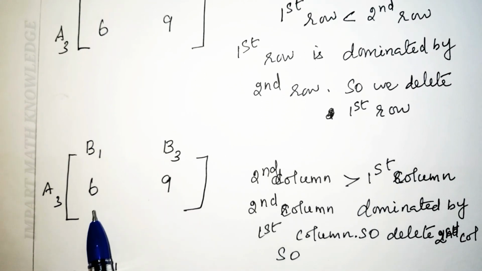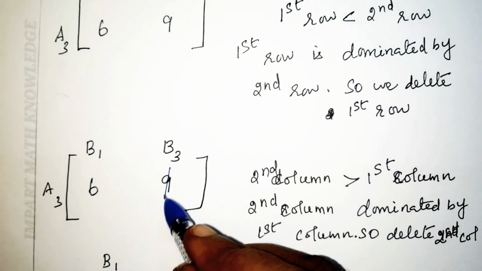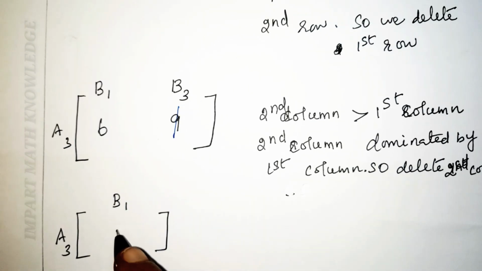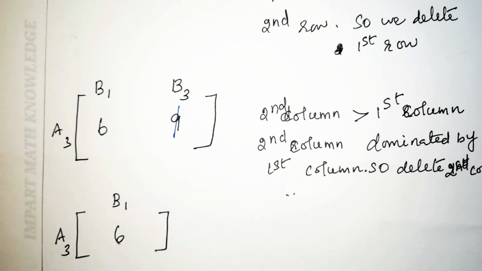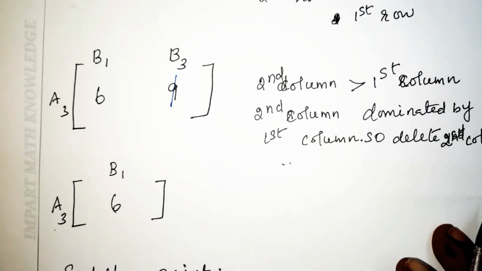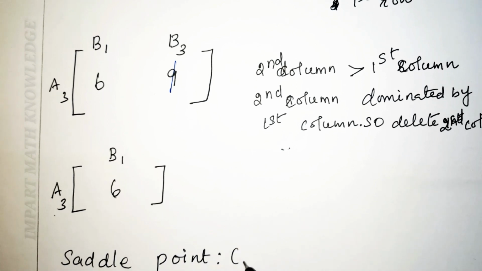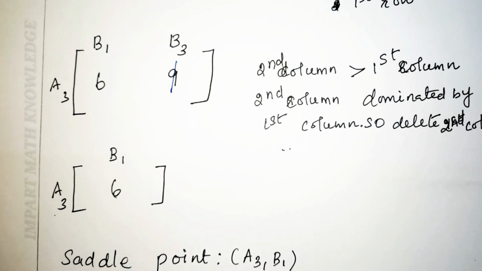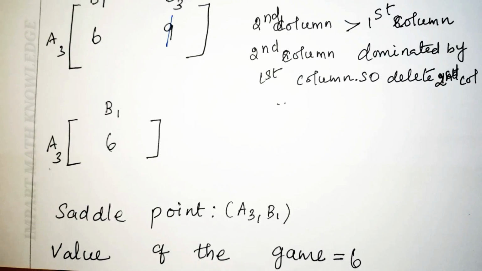Second column is greater than first column, so the second column is dominated by the first column. So we delete the second column. Now the reduced one is 6. The saddle point is A3, B1. Value of the game is 6. This is the simple method in dominance property.